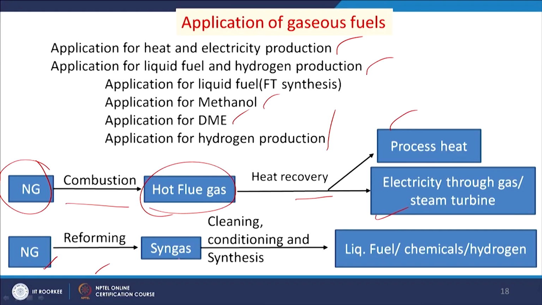This is a very conventional method, but we can also use natural gas through reforming to get syngas, followed by syngas cleaning and conditioning. It will be the feedstock for different types of products, maybe liquid fuel, chemicals or hydrogen. These routes are not well explored, so research is going on for the development of new technology, even small scale technology, for the utilization of natural gas through these routes.